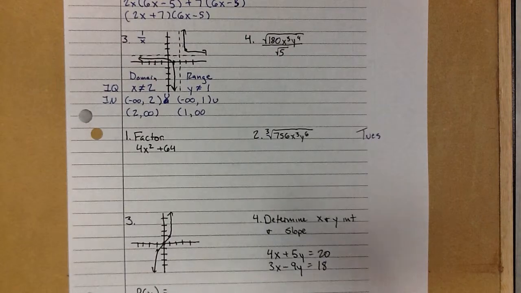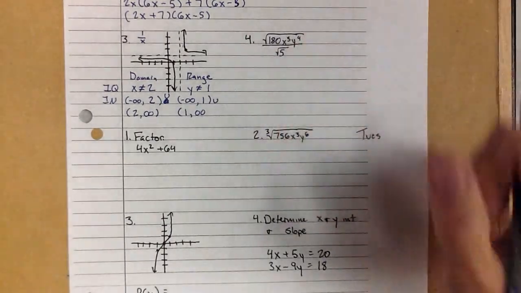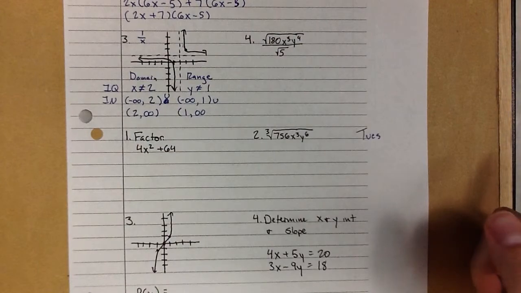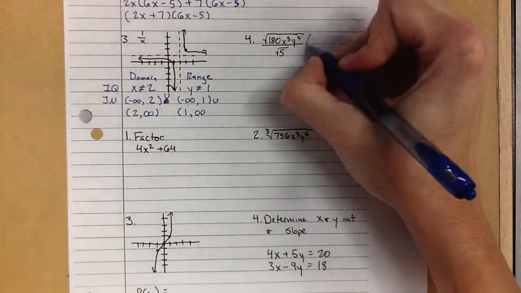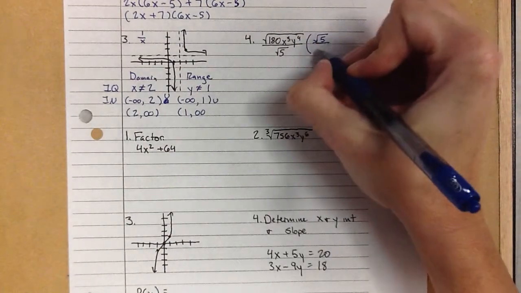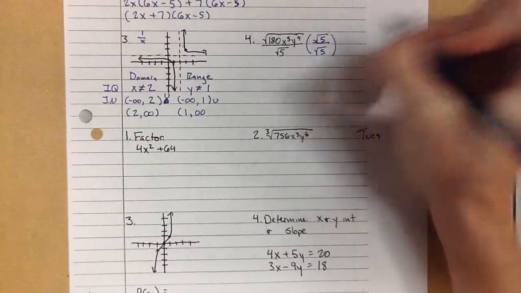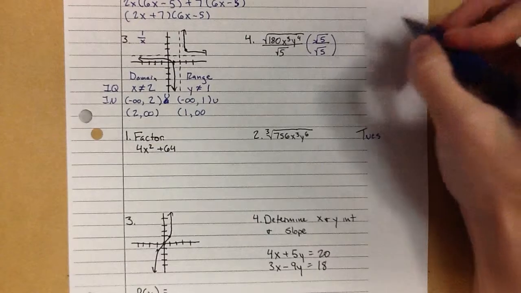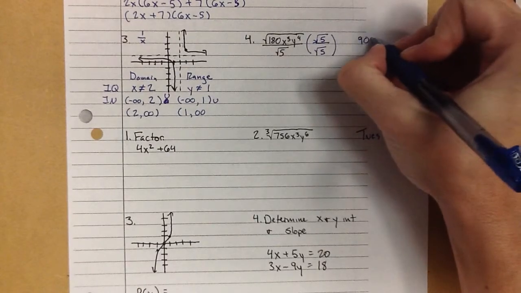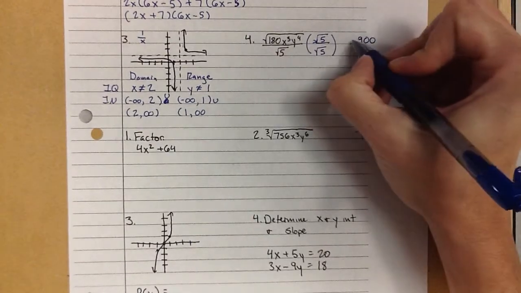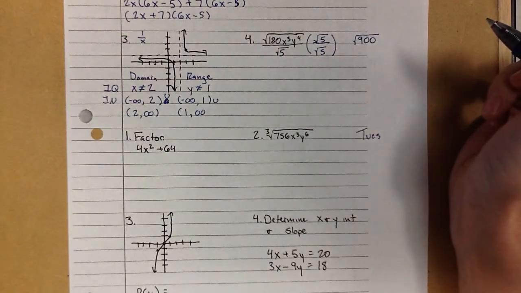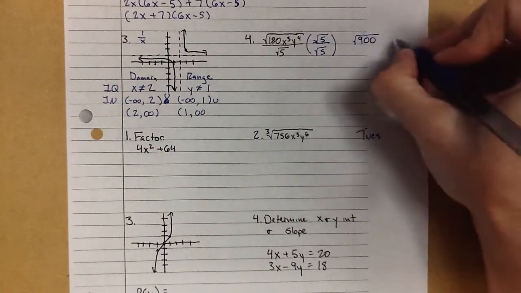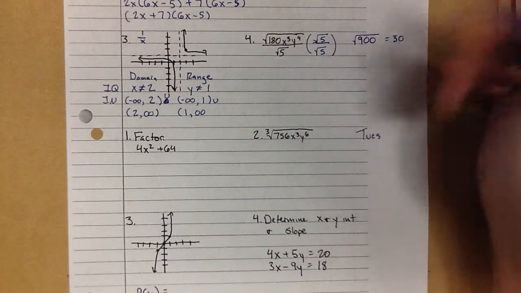Okay. Number 4. What did you do first? Multiply by root 5. Why did you do that? Didn't have a radical on the bottom. Alright. So 5 times 180, you got 900. So I had the square root of 900, which is what? 30. Okay. You could just go straight to 30.